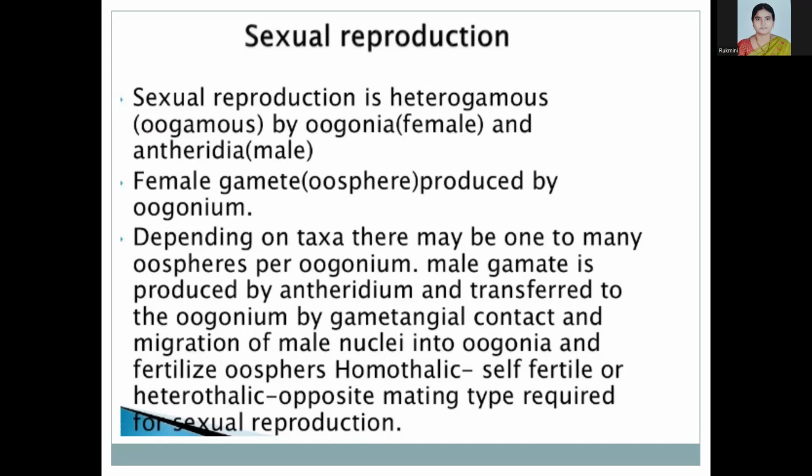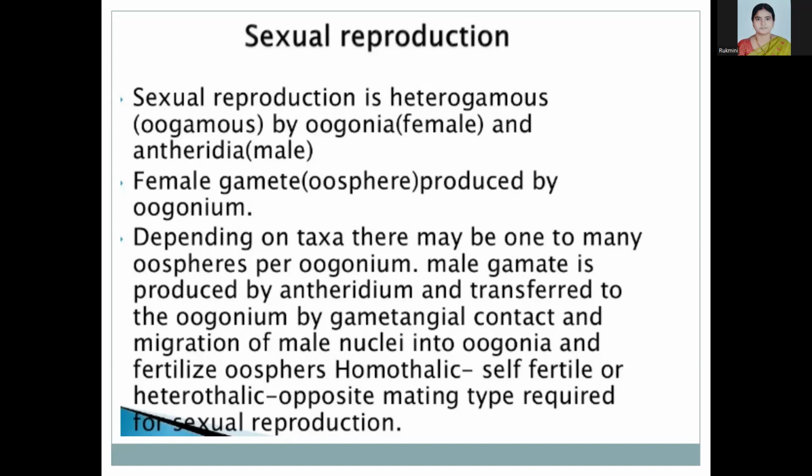Male gamete is produced inside the antheridium and that is transferred to oogonium by gametangial contact. So, by gametangial contact, this male gamete reaches the female gamete, that is oogonium. So, whenever it reaches this oogonium, then what will happen? Male nuclei are released from this antheridia and will migrate towards the oosphere.